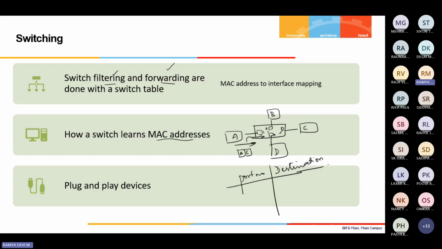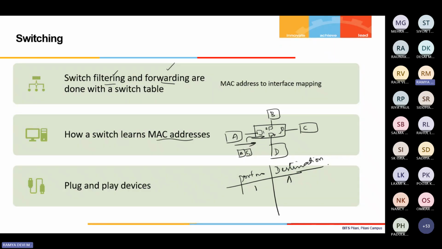Now it understands port number 1 is connected to A. By seeing this packet itself, it understands port number 1. Why? Because only through port number 1 it receives the packet from A, right? So it will update the table: from port 1, A is connected.